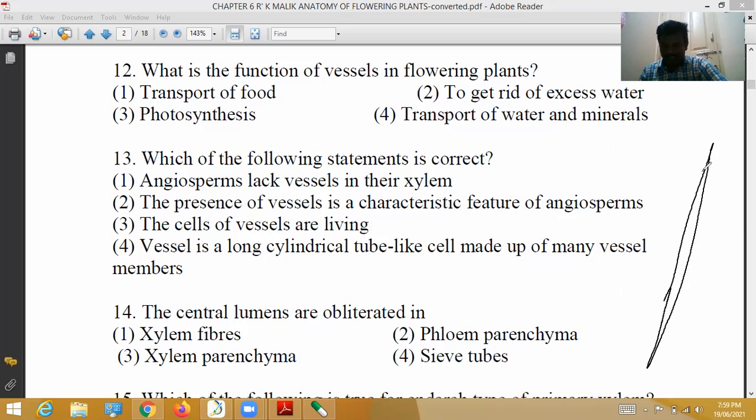They have overlapping ends and a narrow lumen, narrower than vessels. They cannot conduct water, but being stronger, they provide mechanical strength. Xylem fibers are abundant in woody dicot plants. Okay, that's all. So for the 4th question, the correct option is 1.